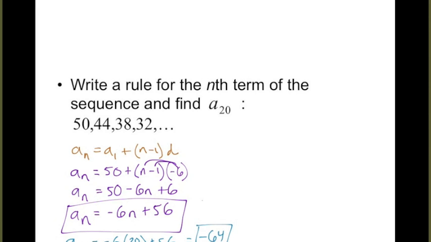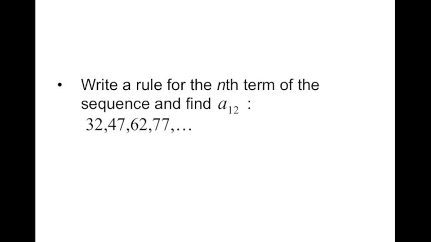What's the D? The common difference. So it's what's being added as we move through. So to get from 50 to 44, what do we need to add? Negative 6. Other questions on this problem? Okay, go ahead and try this one.